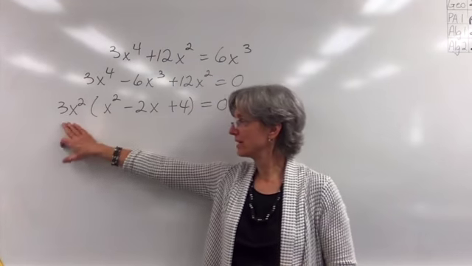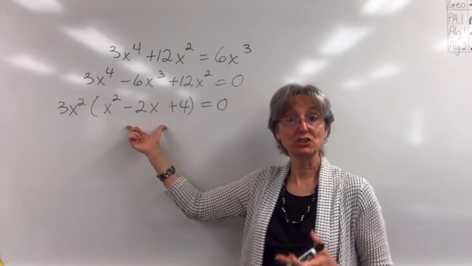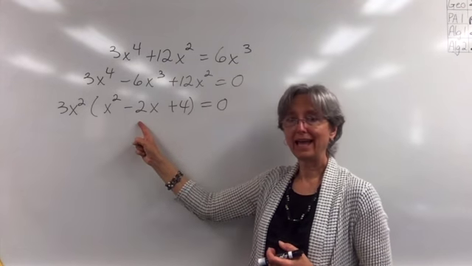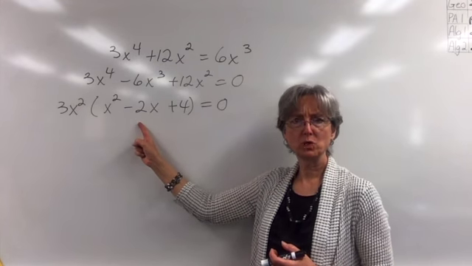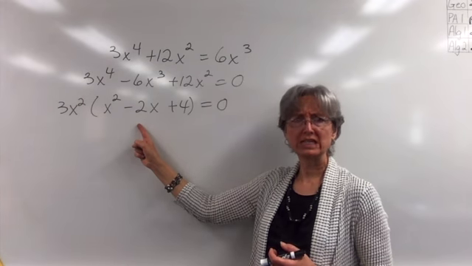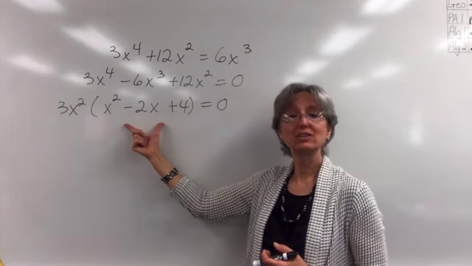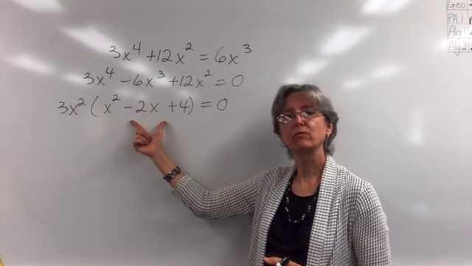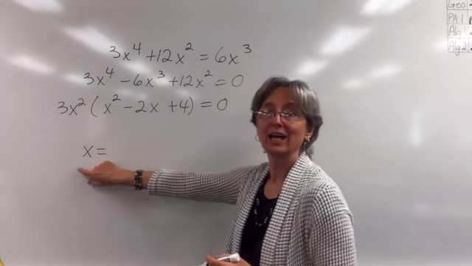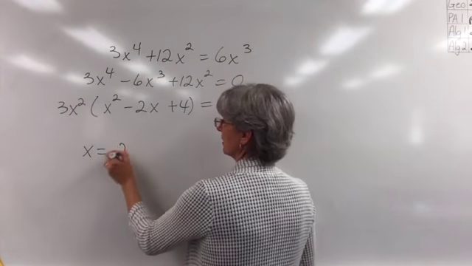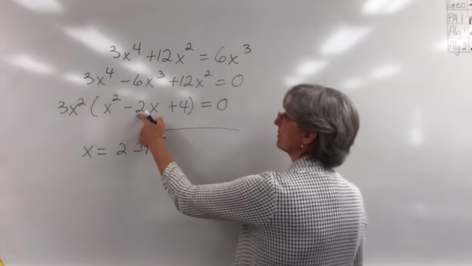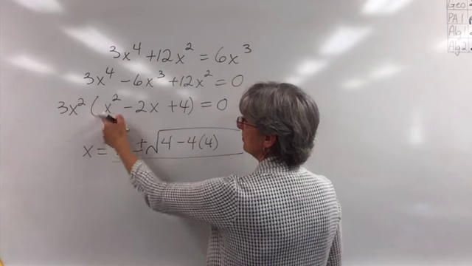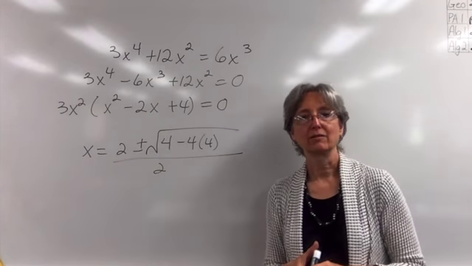Okay, I've factored out my 3x squared, and now I'm left with a quadratic, and this looks easy. So let me try to find two factors of +4, which will add up to be -2. 2 times 2, 4 times 1. This is not going to work. So I can't factor. I have to use my quadratic formula. So x equals -b is +2 plus or minus the square root of b squared minus 4 times a times c all over 2a. There we go.